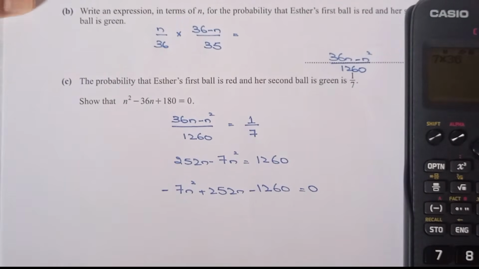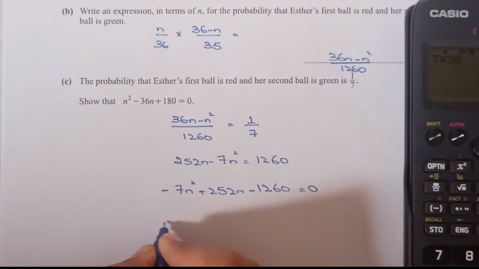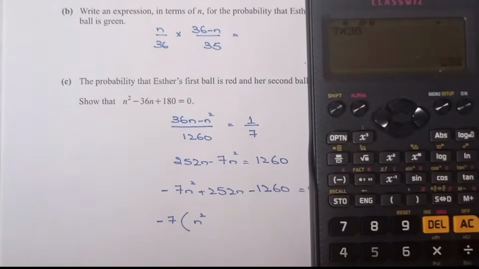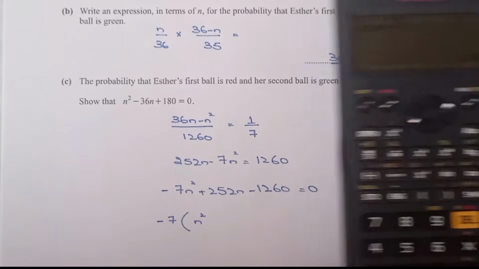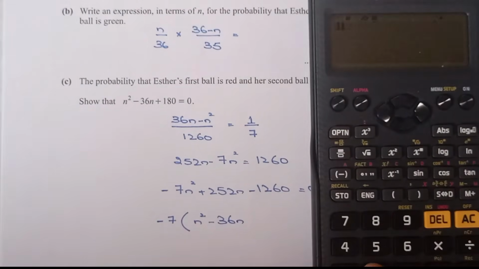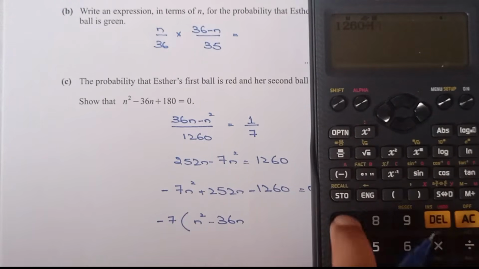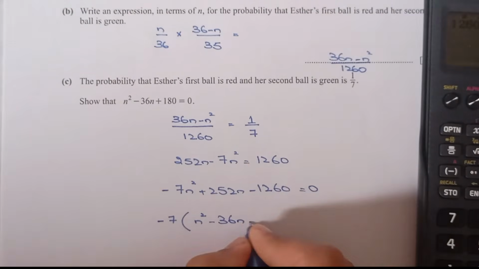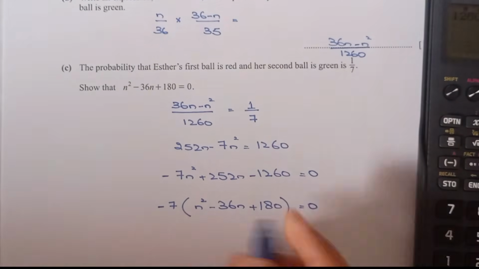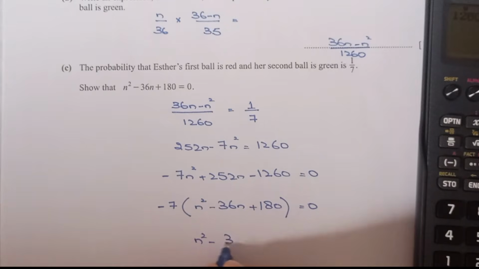Now dividing all the terms by negative 7, so we can take negative 7 common: n square, negative 7 divided by negative 7, negative of 36, and 1260 divided by 7 would be 180, positive 180. So the expression would be n square minus 36n plus 180. This would be equal to 0. So this matches with this one.